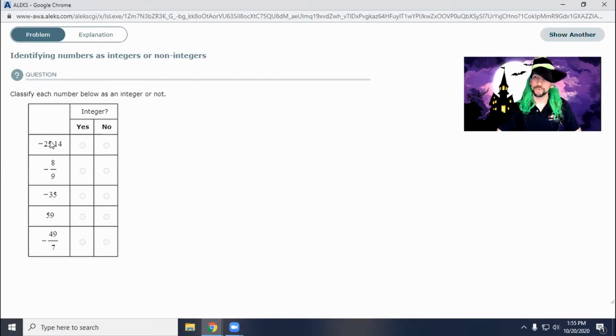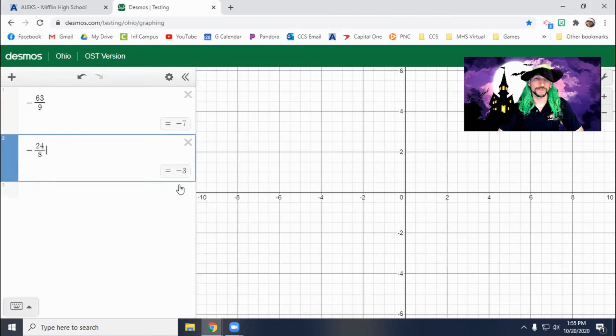Here we have negative 25.14. This is not an integer because integers cannot have decimals or fractions. Negative 8 over 9, we know that is already simplified. There's no common factors to the numerator and denominator, so that is a fraction, cannot be an integer. Negative 35 is an integer. 59 is an integer, no fractions or decimals here. And then finally, negative 49 over 7.